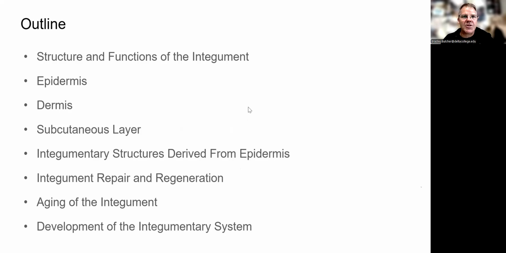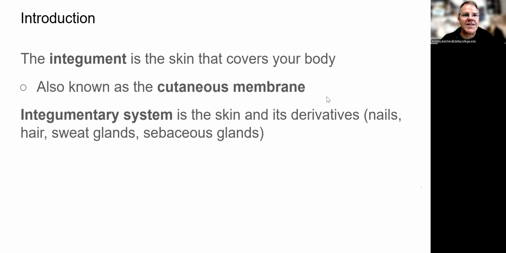For all of the integument, chapter 5, this is kind of what our game plan is. We're going to look at the structure and functions of the integument. We'll stick with structure today. And then we'll dig deep into the epidermis and dermis, then into the subcutaneous layer, some of the structures derived from the epidermis, how integument repairs and regenerates, one of its core functions, some aging and development of the integumentary system. So let's talk about the integument.